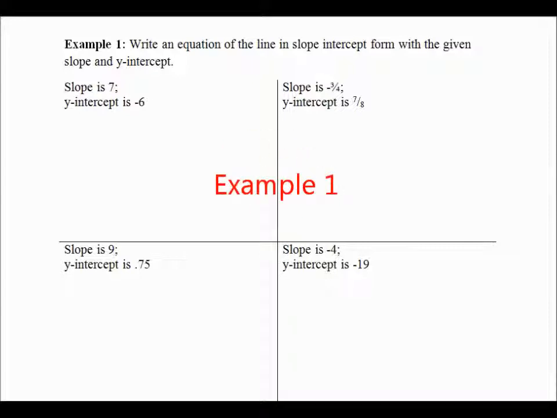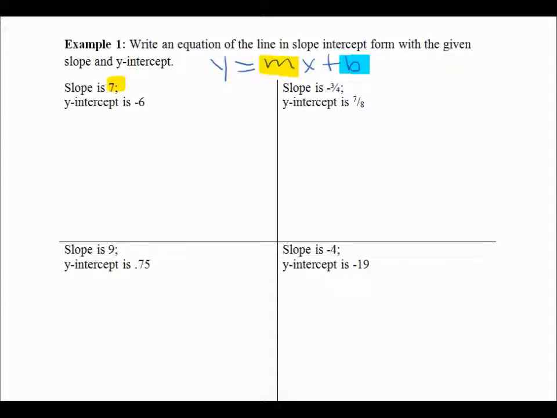Example 1 says, write an equation of a line in slope-intercept form with the given slope and the y-intercept. Well, now you know that slope-intercept form is simply y equals mx plus b, where the slope is represented by the letter m and the y-intercept is represented by the letter b. So if I look at my very first one, my slope is 7 and my y-intercept is -6.